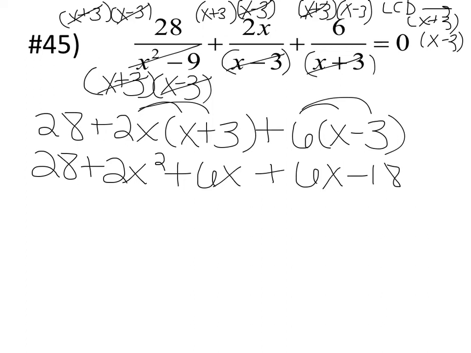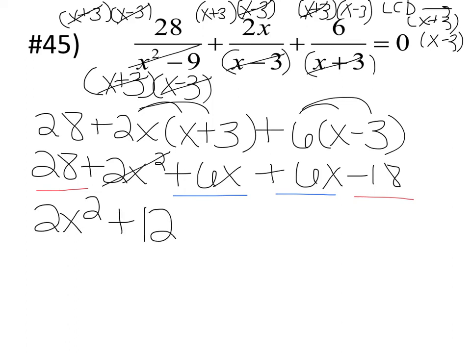Okay, combine like terms and write things in order. So you have like terms here and here, and you have like terms here and here. I know you guys enjoy my color coding. So let's write them in order. 2x squared doesn't have a partner. And then 6x plus 6x is 12x. And then 28 minus 18 is 10.